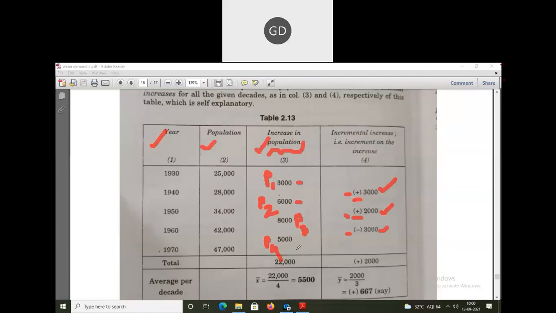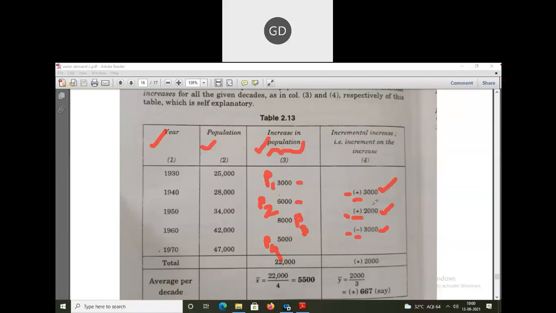In the next case, it is 5,000 minus 8,000. You get 3,000, but it is a negative value, so you will get minus 3,000. For that reason, here there is an incremental decrease, so you just put the minus sign.